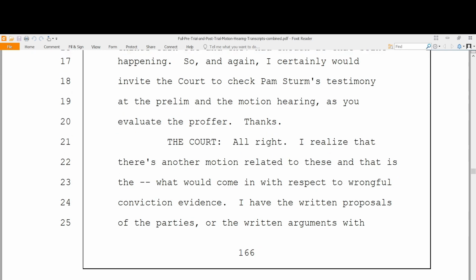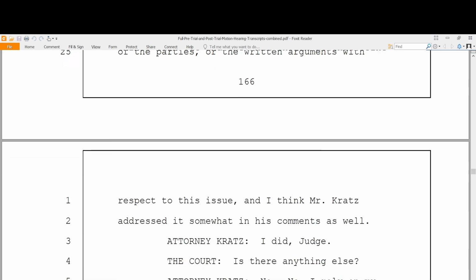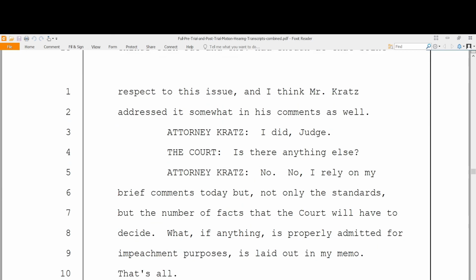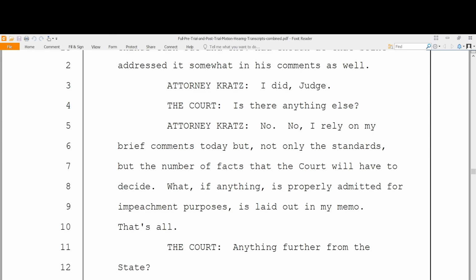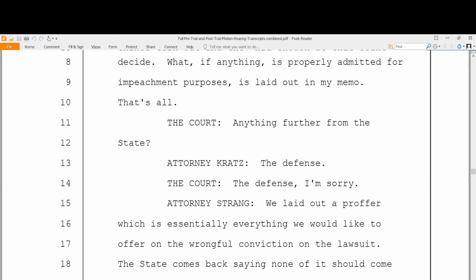I realize there's another motion related to these and that it would come in with respect to wrongful conviction evidence. I have written proposals from the parties, or written arguments with respect to this issue, and I think Mr. Kratz addressed it somewhat in his comments as well. Attorney Kratz: I did, Judge. The court: Is there anything else, Attorney Kratz? Attorney Kratz: No, I rely on my brief comments today, but only on the standards. The number of facts that the court will have to decide, what, if anything, is properly admitted for impeachment purposes is laid out in my memo. That's all.